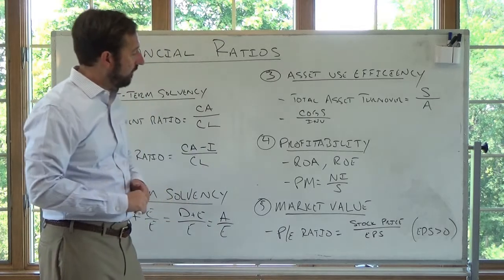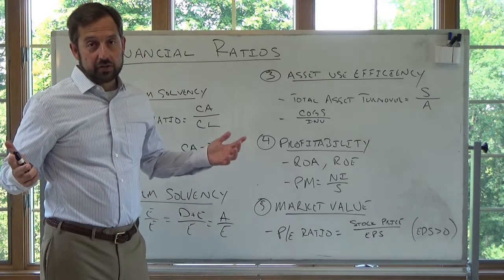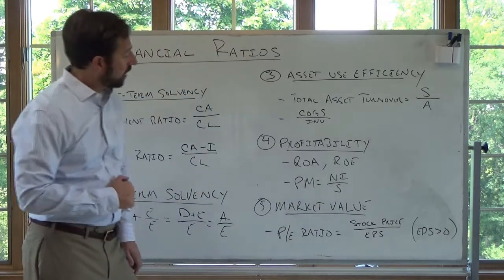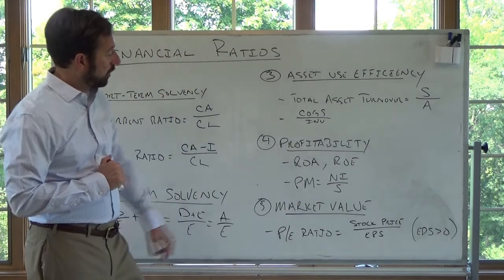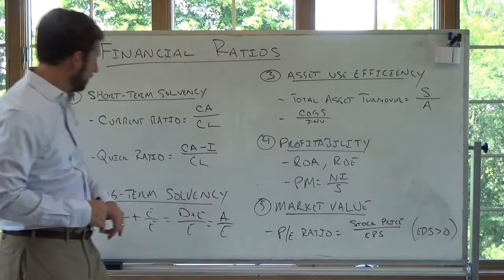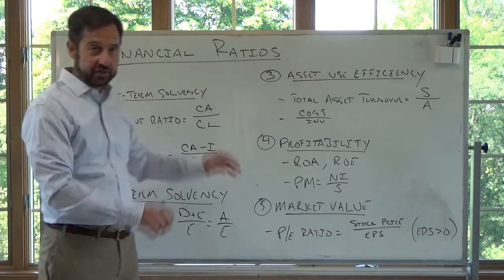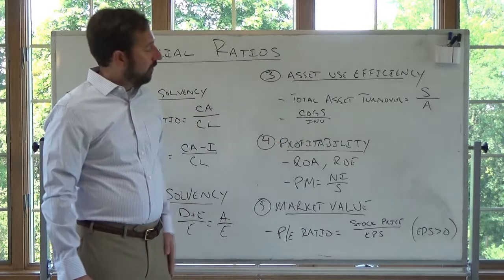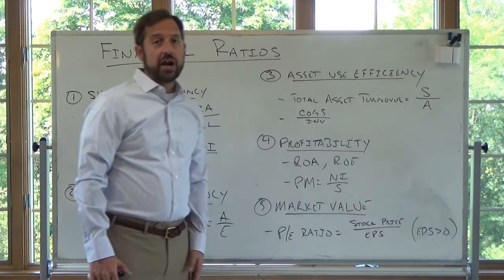Next category is profitability. This is some important ratios here. Return on assets, return on equity. We're going to talk about these. We're going to talk about the DuPont identity next, where we have ROA, ROE, total asset turnover, profit margin. So some of these you're going to see in the next lecture. But return on assets, net income over assets, return on equity, net income over equity.